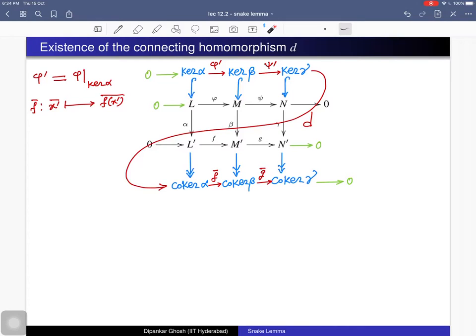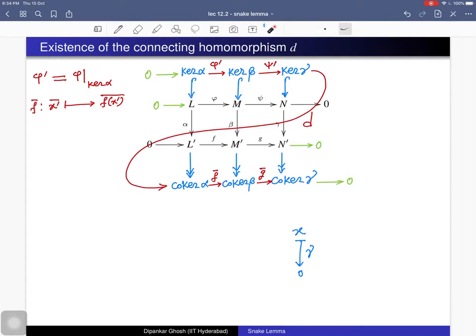So the main part is to find this connecting homomorphism, and by chasing the diagram we can find it. So, let us do that. First of all we need to find a map from kernel gamma to co-kernel alpha. So let us consider something, let us say it is x, an element of N, and suppose it is there in kernel gamma. So, if you apply gamma, then it is 0.